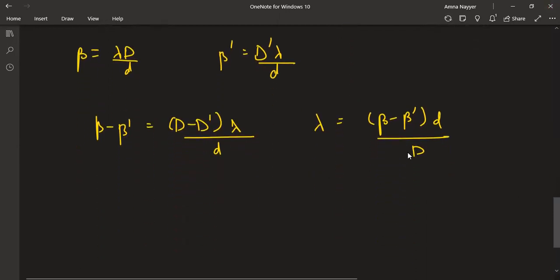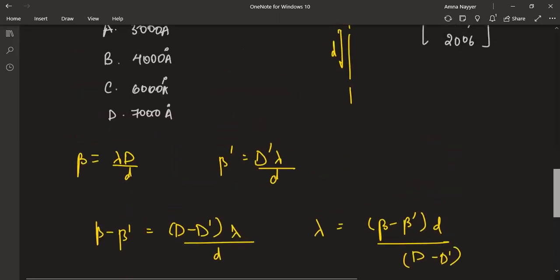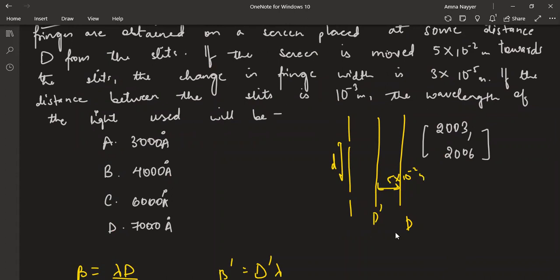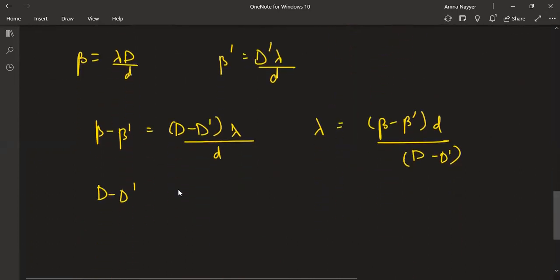Now see, D minus D dash. This term D minus D dash is how much the screen is moved, and that is already given in the question: 5 into 10 to the power minus 2. If the screen is moved 5 into 10 to the power minus 2 meters towards the slit, it means this was earlier D, this is now D dash. So the separation will be D minus D dash, which is 5 into 10 to the power minus 2 meters.